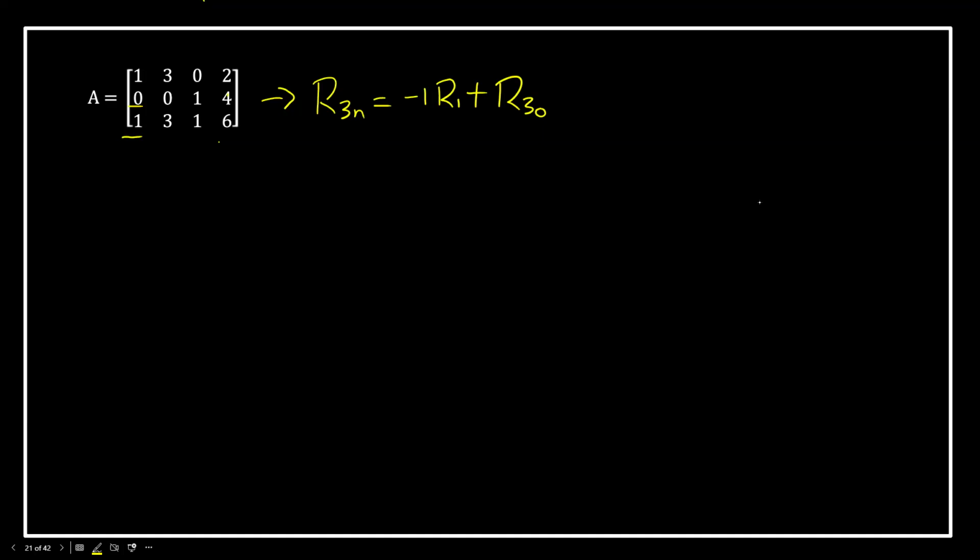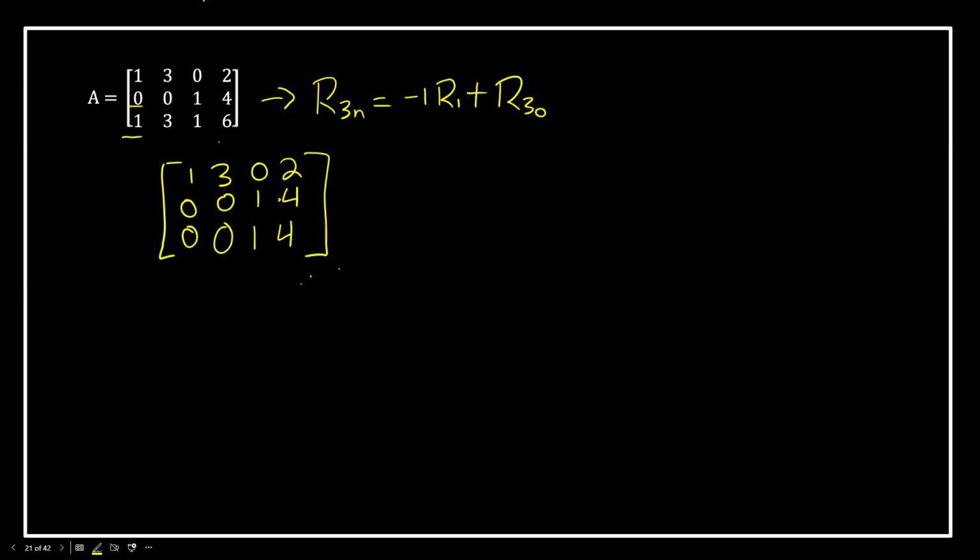And when we do that, our first row doesn't change. Our second row doesn't change. But our third row now changes. So we do 1 times negative 1 plus 1, that's 0. 3 times negative 1 plus 3 is a 0. 0 times negative 1 plus 1 is a 1. And 2 times negative 1 plus 6 is a 4.